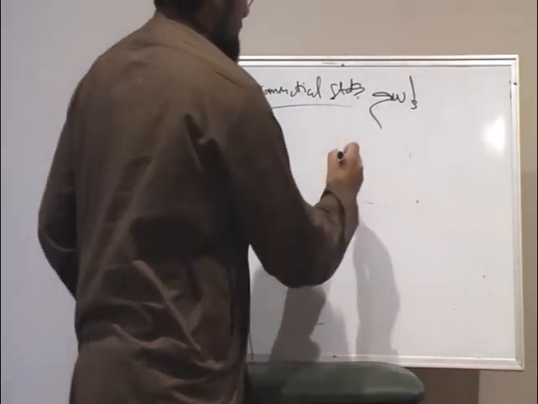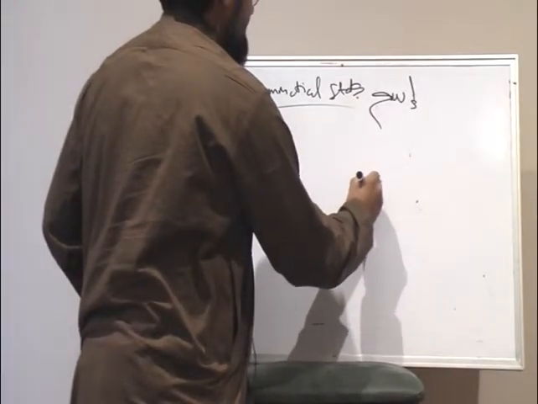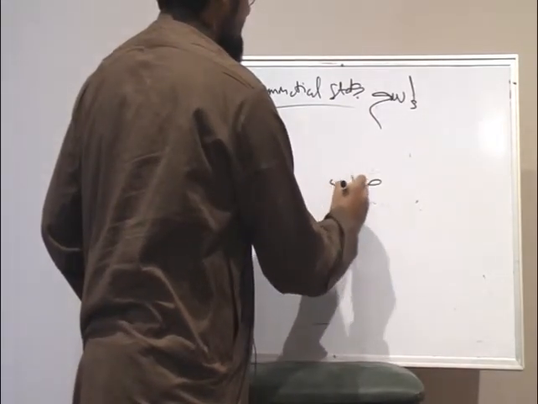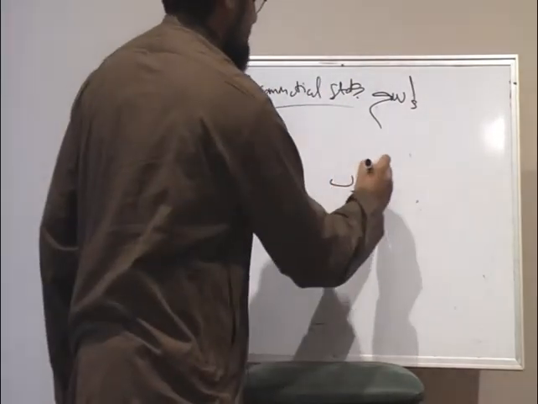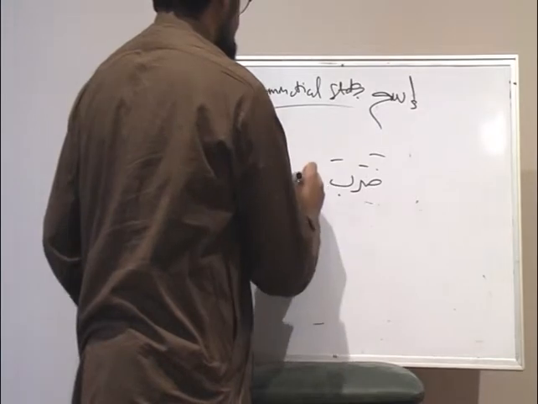Sorry about my writing. And remember, we gave the example of daraba, that Zaid hit Amr. Remember we did that the first time. We said there are different ways of expressing this.